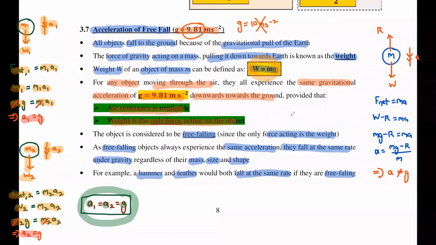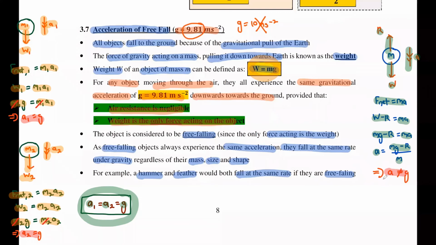Let's look at the example on the right. We have an object of mass m that is falling down. In addition to the weight, we now have air resistance opposing its motion. Let's assume that its acceleration downward is equal to a. We apply F net equals ma onto the motion. The resultant force is W minus R equals ma. And then we expand it further, we get mg minus R equals ma. And then we make a the subject, we get a equals (mg minus R) divided by m. From here, it is clear that a is not equal to g.